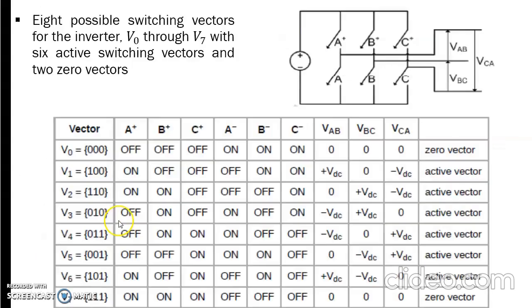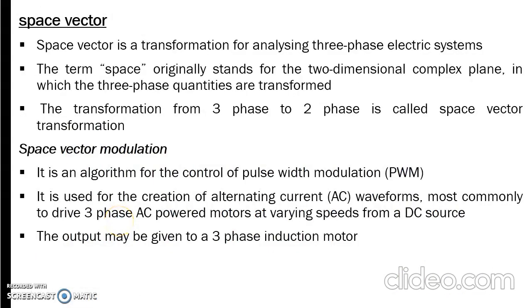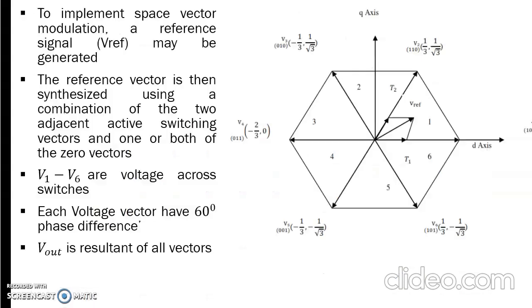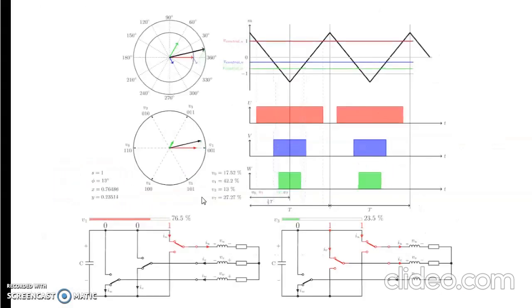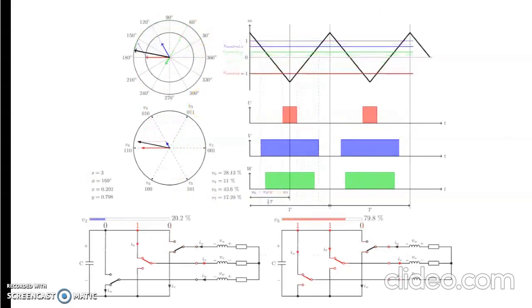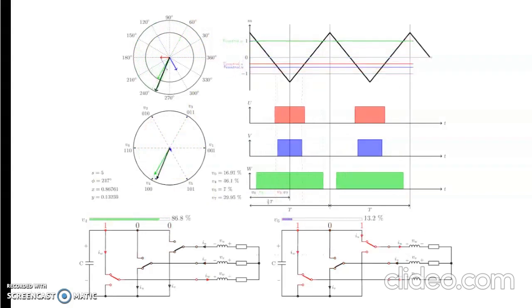So you need to understand this much only: the space vector modulation utilizing the space vector transformation, and these are the active switching states, zero states, etc. By using this you can convert it into the DQ frame, and at a particular interval the output voltage is the resultant of the active switching states. And you can see from here, it is an animation of PWM modulation, typically a space vector modulation.